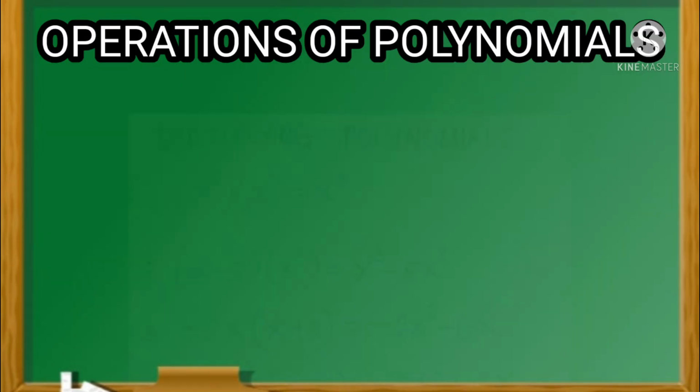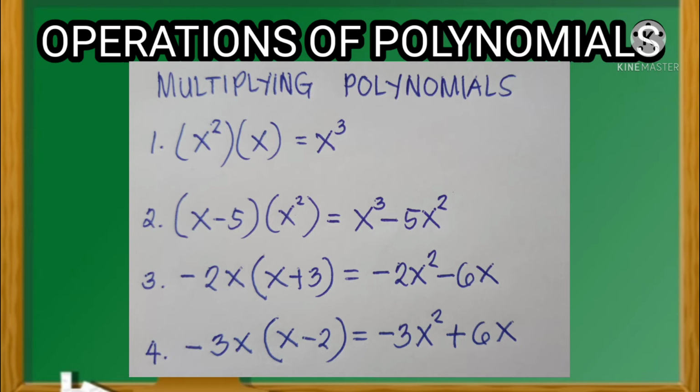In multiplying polynomials, we will multiply the numbers and copy the common variable, but this time we will add the exponents because that is the rule of multiplying polynomials. Number 1, x squared times x. Copy x and add the exponents. 2 plus 1, that is 3. So therefore the answer in number 1 is x cubed.